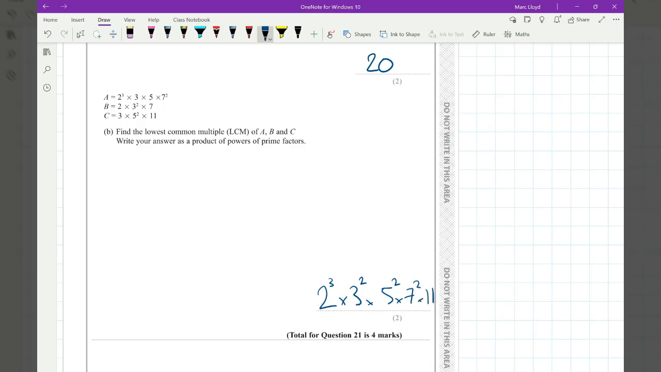That's it, done. So we wrote down all the numbers that appear, and the highest indice that is coinciding with them gets us the lowest common multiple. Okay.